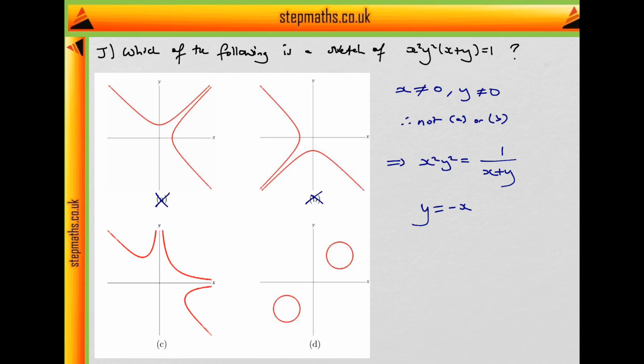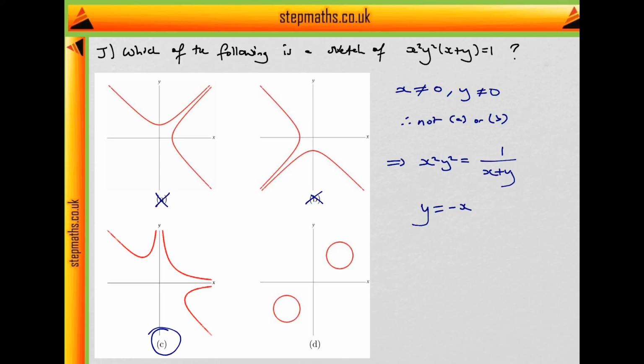So what that means is it will tend very close to it. If you take a random value of y, you can have x varying, but it will always be such that it's never going to be quite equal to minus x. So we have an asymptote of y equals minus x. And notice that this graph here, C, has an asymptote of y equals minus x. And so that means our answer is going to be C.